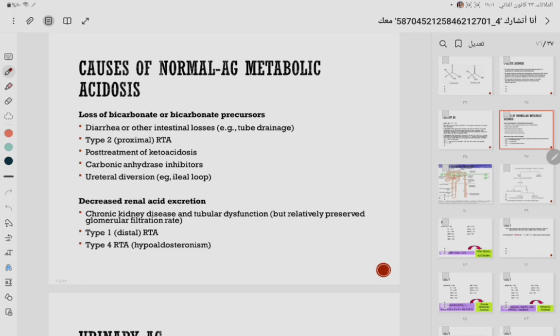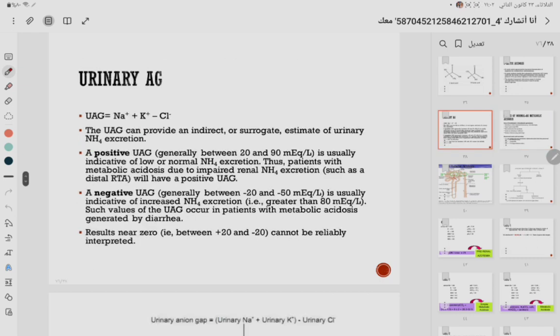Carbonic anhydrase inhibitors and ureteral diversion with ileal loop, as we mentioned. Sometimes patients with bladder cancers, they take part of the ileum and make an ileal pouch, an ileal loop. So it's a reconstructive surgery; they put a new bladder from the ileum, basically. Because it's a GI tract, it's not originally a urinary tract thing, so the ileum produces bicarb, and the bicarb will be lost within the urine. Decreased renal acid secretion, chronic kidney disease is the same. So our problem in CKD is also decreased H plus secretion. Type 1 distal RTA, retention of acid as we said, and type 4 hypoaldosteronism will cause acidosis because aldosterone leads to secretion of sodium, both H plus and potassium as well.